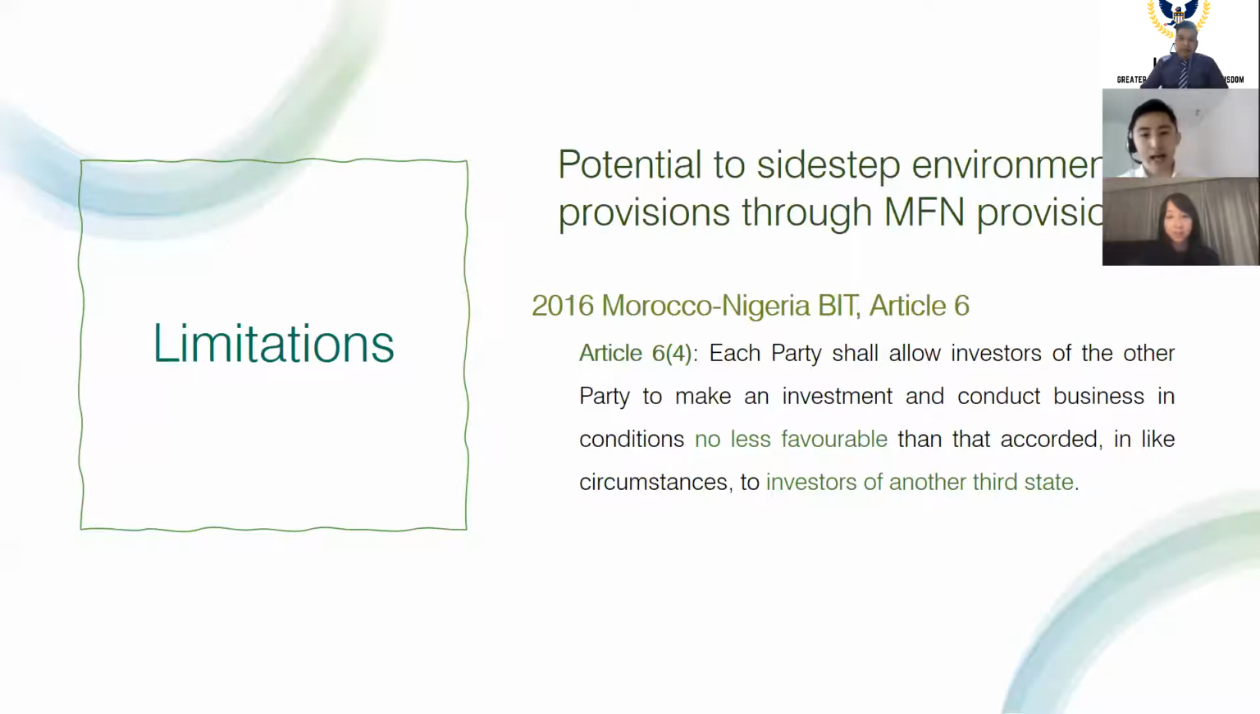So in a hypothetical scenario, you could imagine an investor arguing that since I have to now adhere to certain environmental standards, since there are new environmental obligations on me, I'm treated less favorably than an investor of a third state. Therefore, through the most favored nation provision, I should be treated equally and remove the environmental obligations on me.